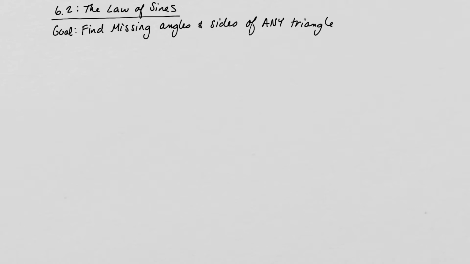And so today we want to do the same thing, but we want to find missing angles and sides of any triangle. So the goal of today is to be able to find missing angles and sides of any triangle. So it doesn't have to be a right triangle anymore, right? Since we don't have a right triangle, we can't just use the sine is the opposite over the hypotenuse, because unless you have a right triangle, you don't have a hypotenuse, right?